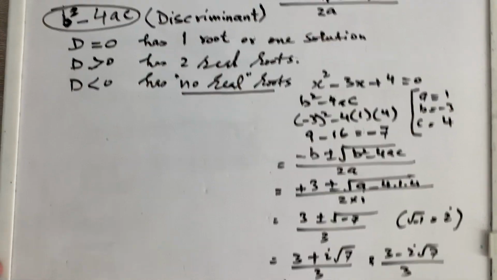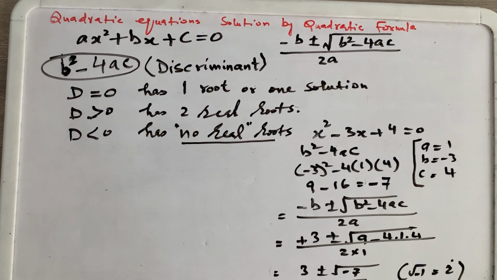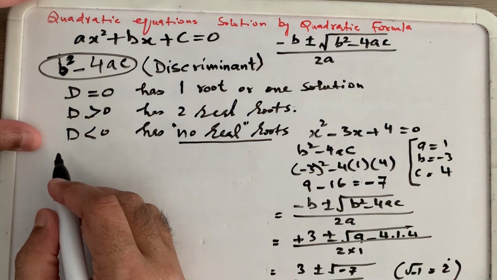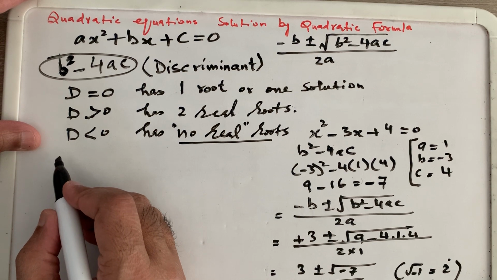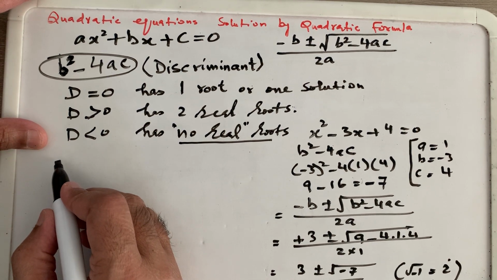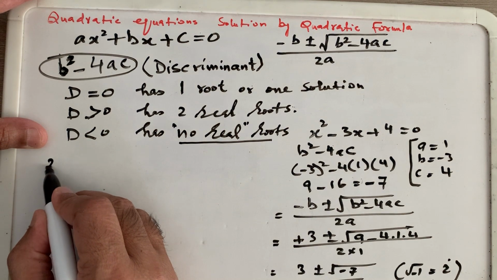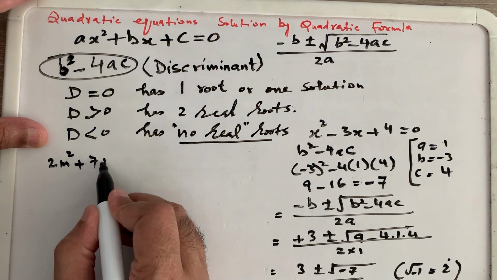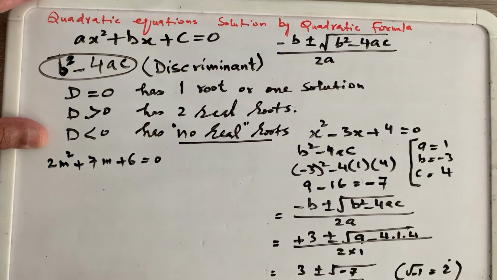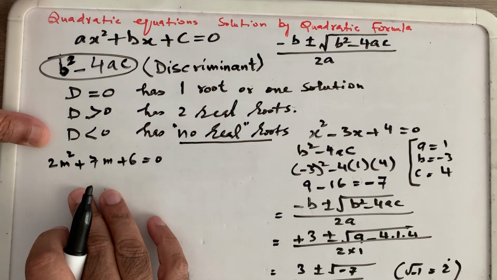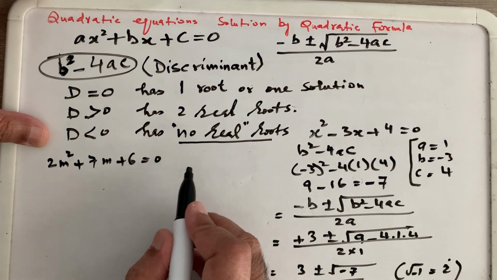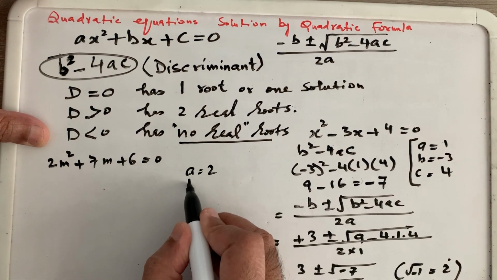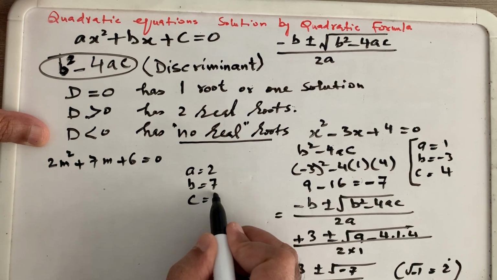Now we see another example where we have two roots. Yesterday in our lecture we had this equation, 2m square plus 7m plus 6 is equal to 0. We did this equation by factor form. Now we are doing it with the formula form, the quadratic formula. So what is my a, b, c? a is 2, b is 7, and c is 6.